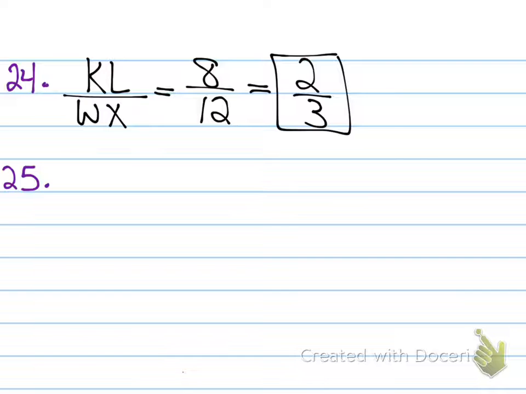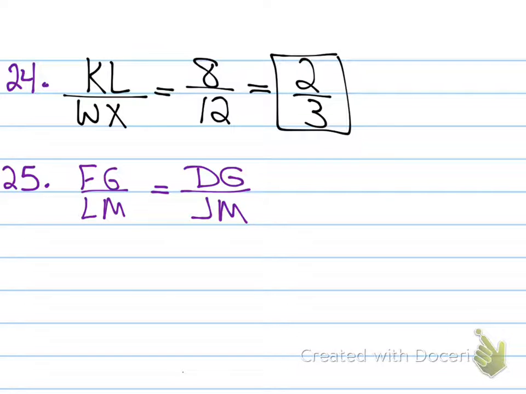So which one did you choose? All right, I chose, yes, FG. I chose FG over, what is its corresponding pair? FG over LM equals DG over JM, which is what I was solving for.